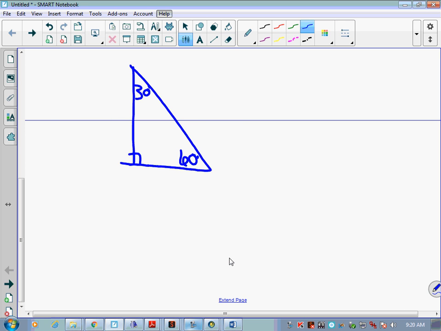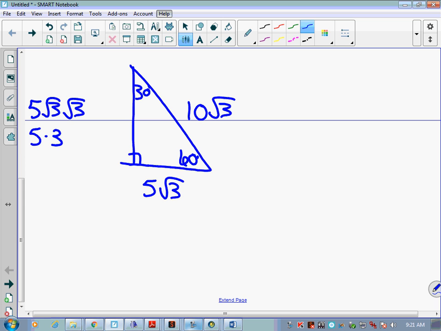Okay? Let's say that this is 5 radical 3 down here. Okay, 5 radical 3. What's my hypotenuse going to be? 10 radical 3. Okay, what is my opposite 60 side going to be, or how would I find it? 5 radical 3 times radical 3. Can you tell me what radical 3 times radical 3 is? 3. So I'm going to get 5 times 3. So what is my side opposite? 15. Okay, my answer here is 15.